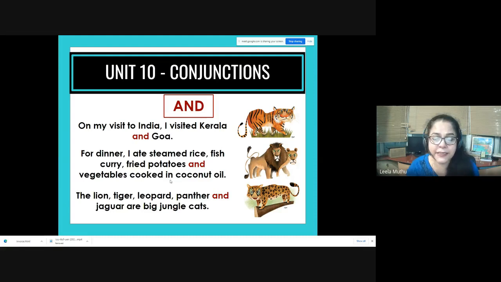list of items, right? Now here is a list of big jungle cats. The lion, tiger, leopard, panther, and jaguar are big jungle cats. So now you have understood exactly where to put the commas when you make a sentence which has a list of things in it. Okay.